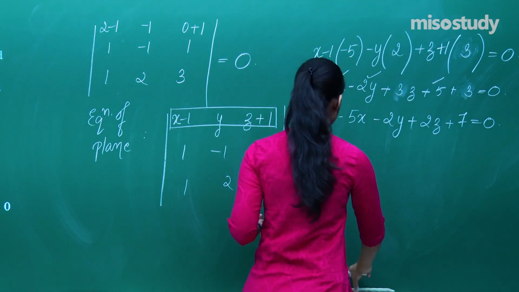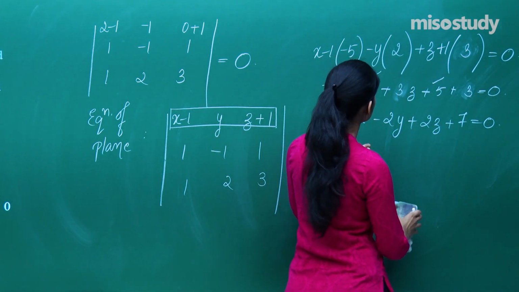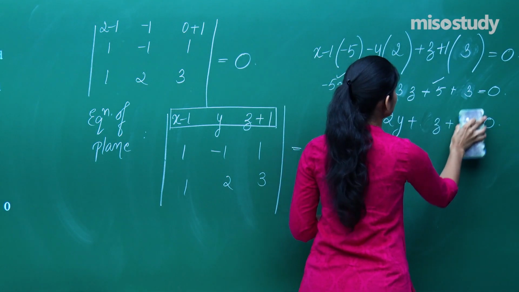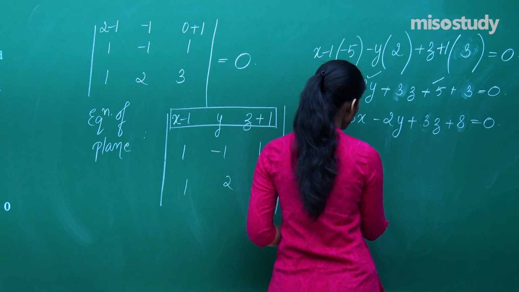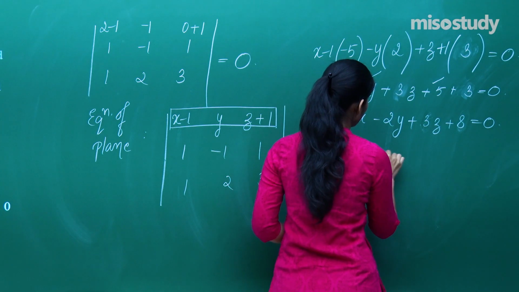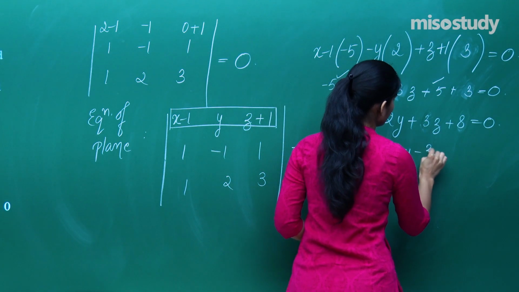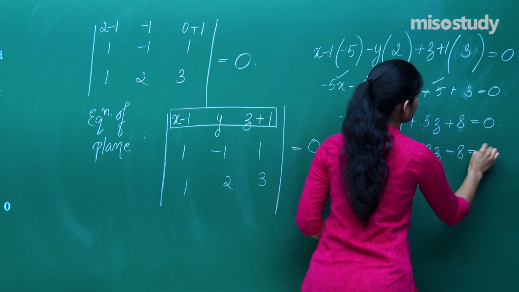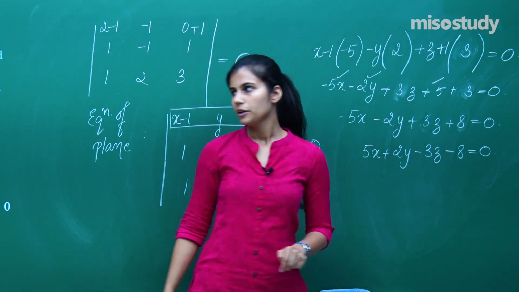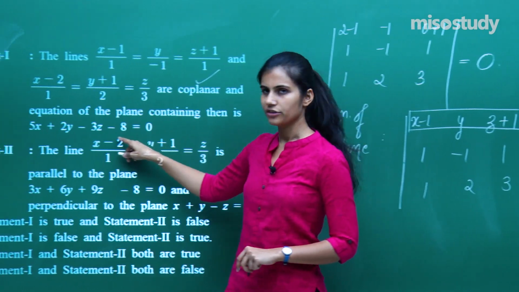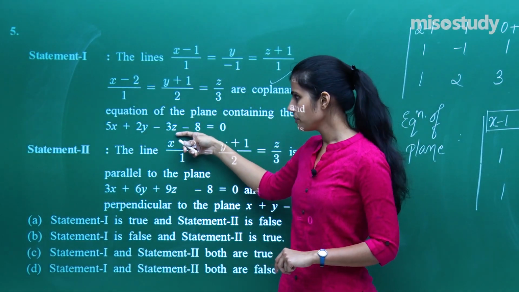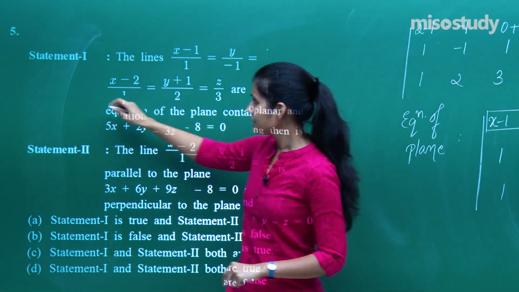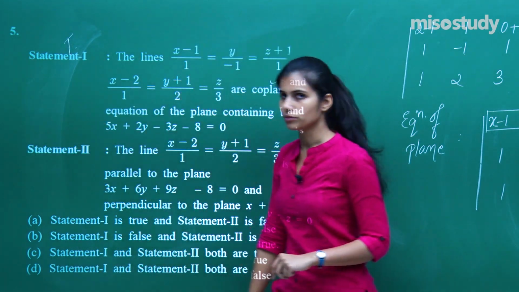And eventually you get what? Minus 5x minus 2y plus 3z plus 8. And when you take out the minus common, you basically get 5x plus 2y minus 3z minus 8 equals 0. And that is the equation given over here. So yes, the two lines are coplanar and the equation of the plane containing them is this. So statement 1 is definitely true.